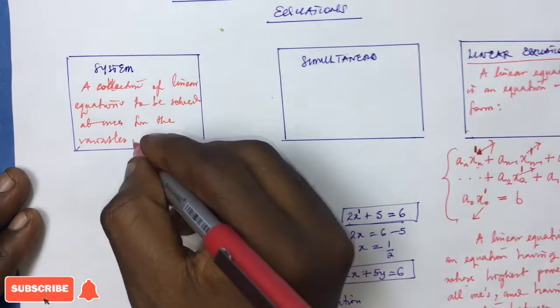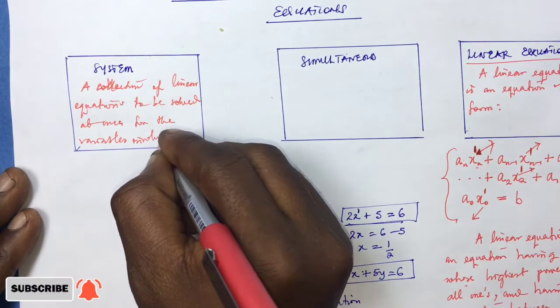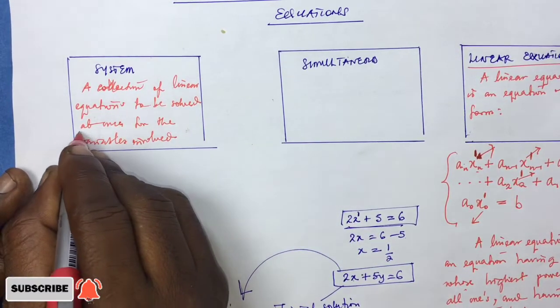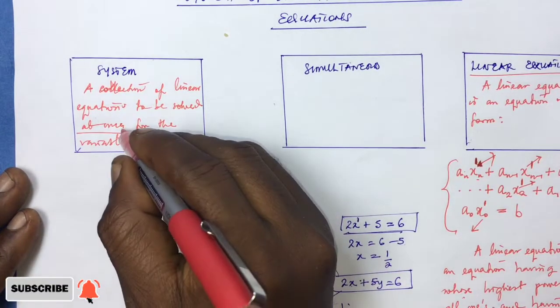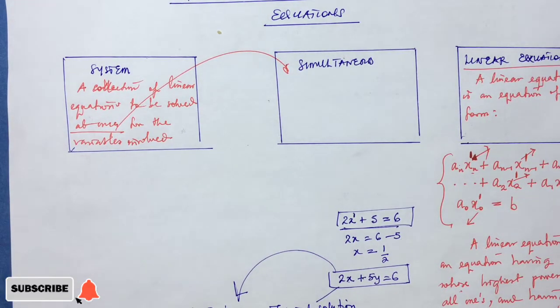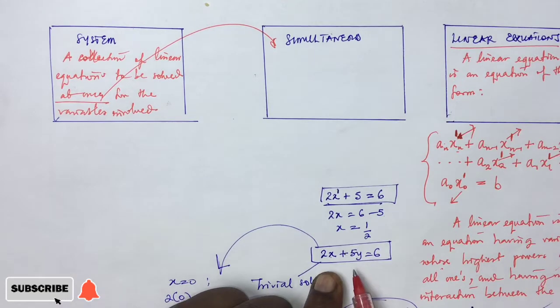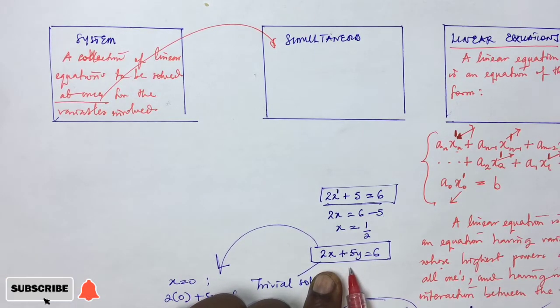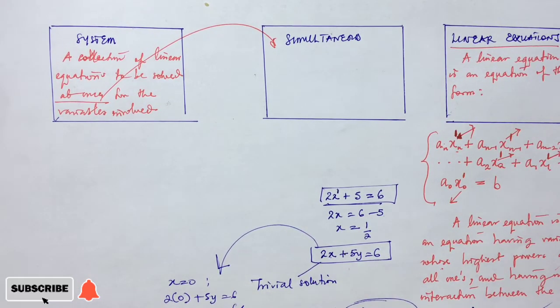To be solved at once for the variables involved. Okay? Now, mark that word: at once. At once brings us to this. If you are to solve, like I said earlier on, you cannot solve for two variables using one linear equation. For you to solve for two variables using one linear equation, you would have to do what is proper.